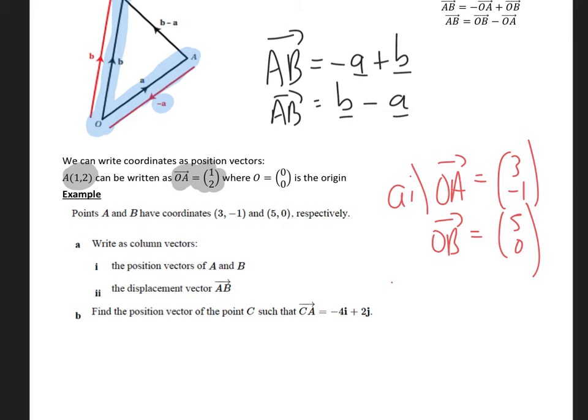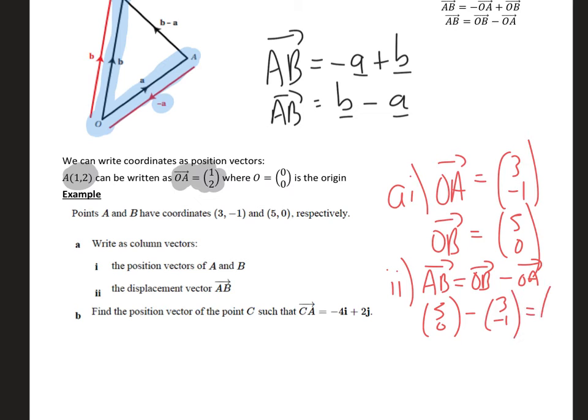For part II, find the displacement vector for A to B. So using that little formula above, it's O to B minus O to A. So it's 5, 0, minus 3, minus 1. So 5 minus 3 is 2. 0 minus minus 1 is 1.